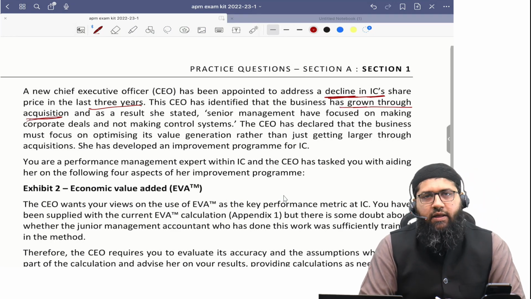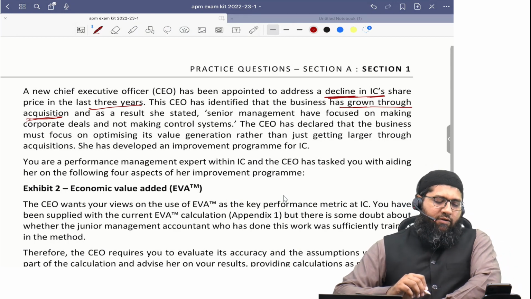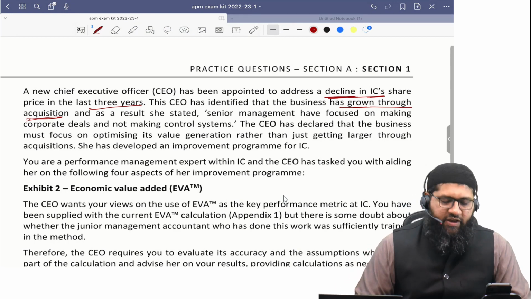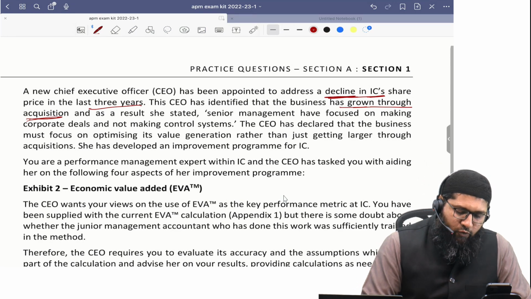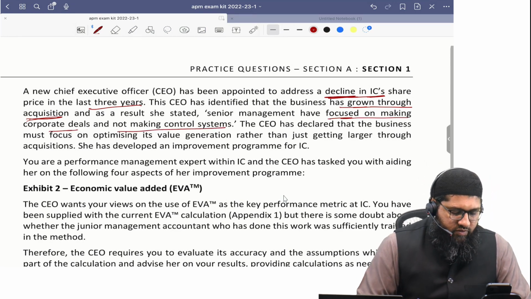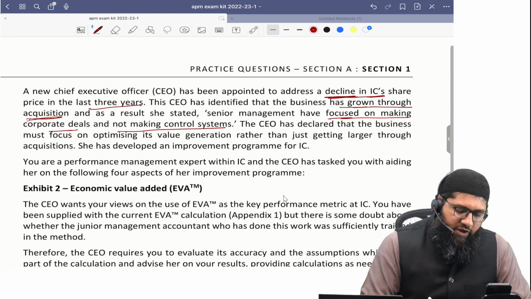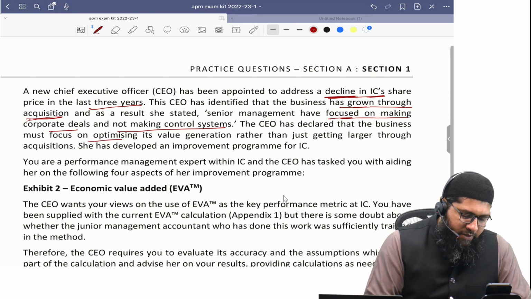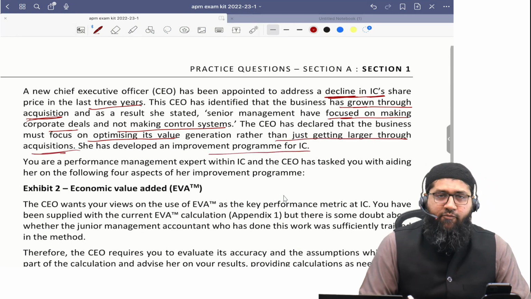What has happened is that the business has grown through acquisition, and as a result, she stated, senior management have focused on making corporate deals and not making control systems. The CEO has declared that the business must focus on optimizing its value generation rather than just getting larger through acquisition. She has developed an improvement program for IC.